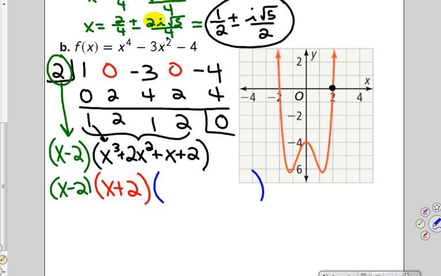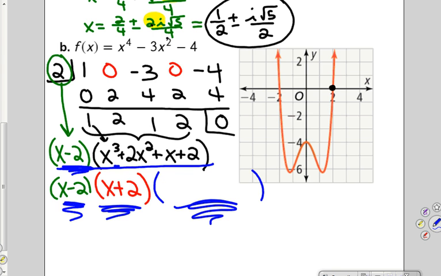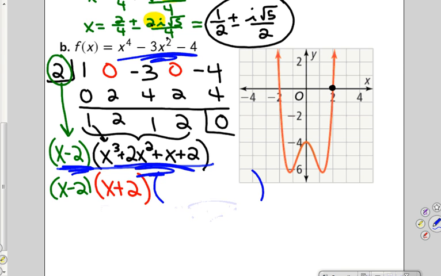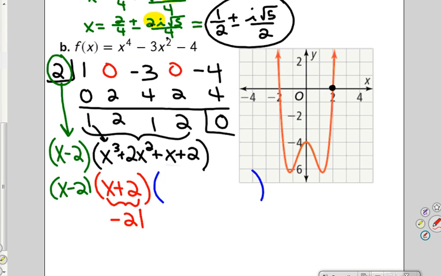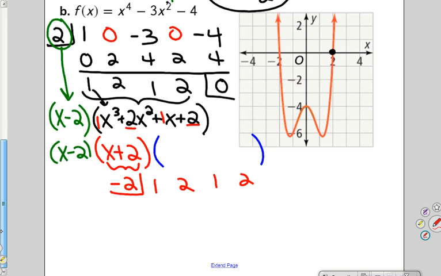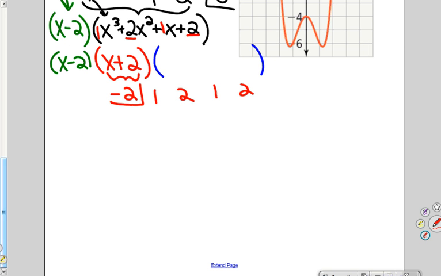So now I know that green times red times blue will make this. Green times black will make this. Now we have to figure out what the blue piece is. Ready? Use -2 with 1, 2, 1, 2. Don't use it with the original function. Use it with what was left over. Use it with 1, 2, 1, 2. That'll help us find the blue.